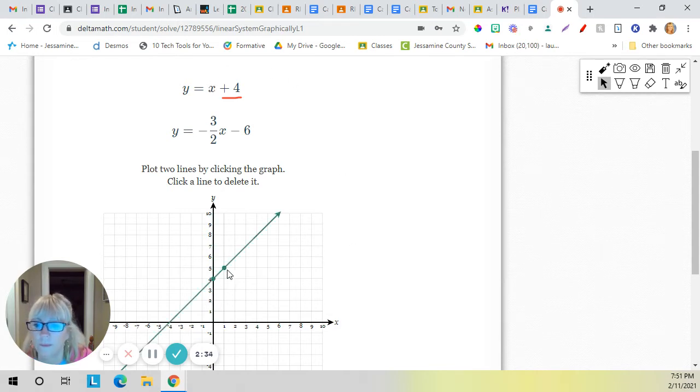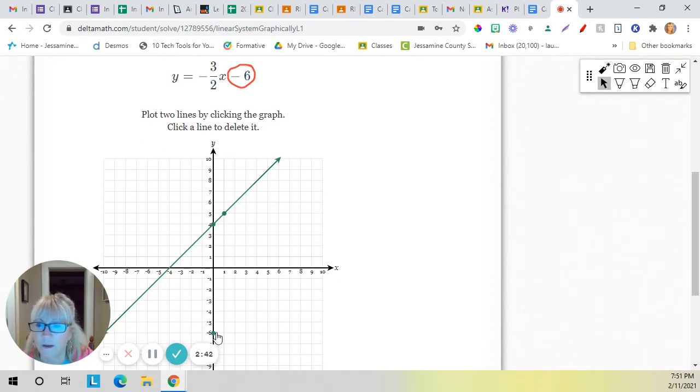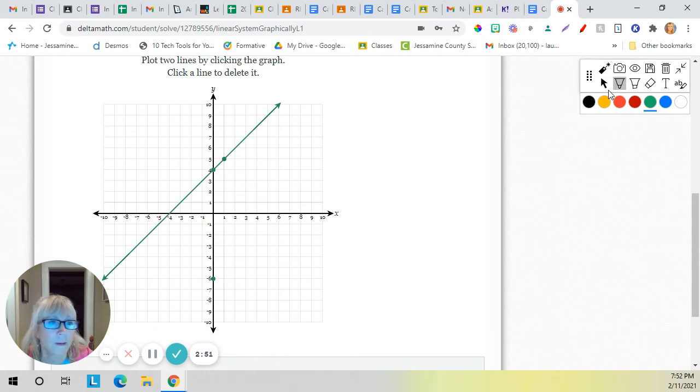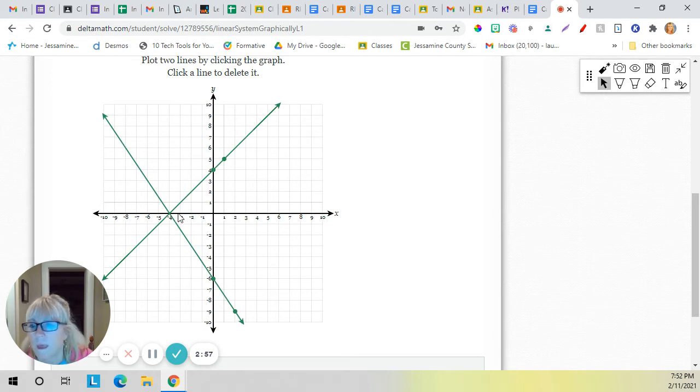For my second equation, my b is -6, so I'm going to have to put my first dot on the -6, and then my slope from that point is -3 over 2. So from that point, we're going to go down 3, 1, 2, 3 over 2. Remember, it goes downhill. I can see then where it intersects, because that is the solution.